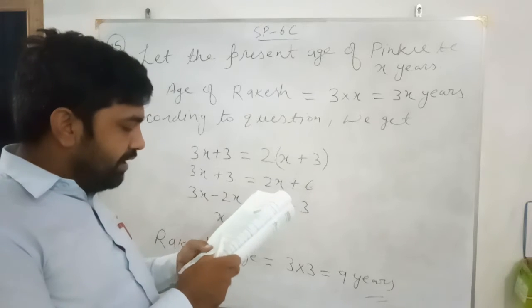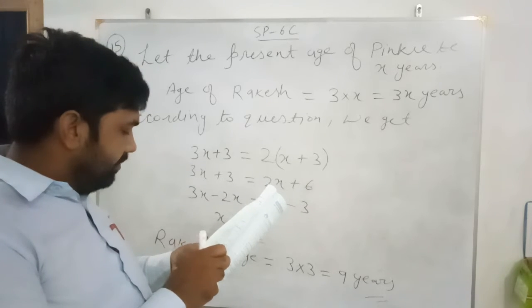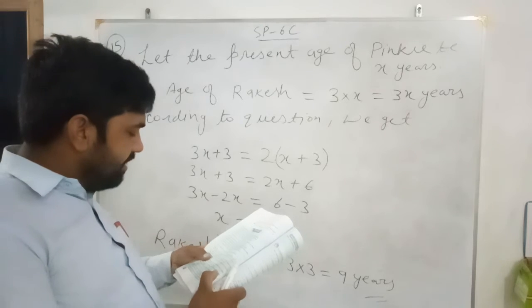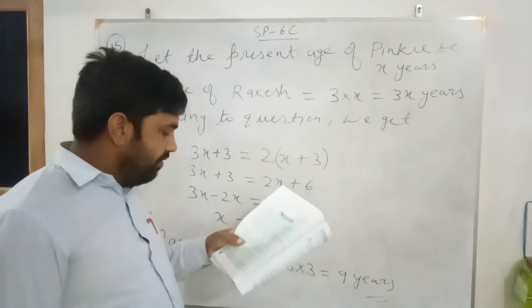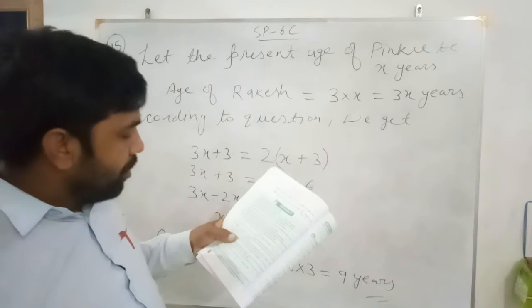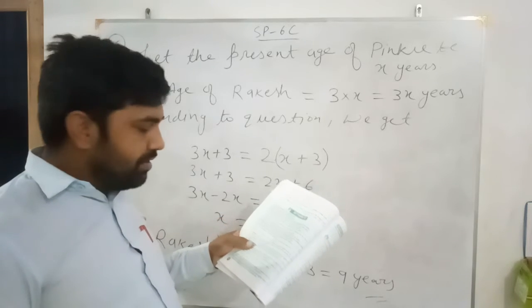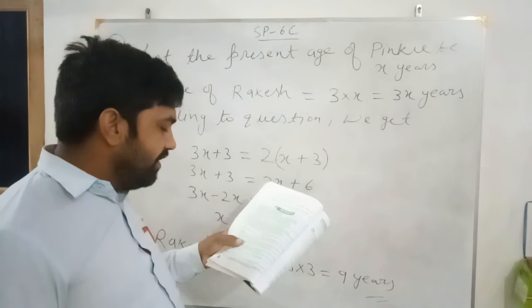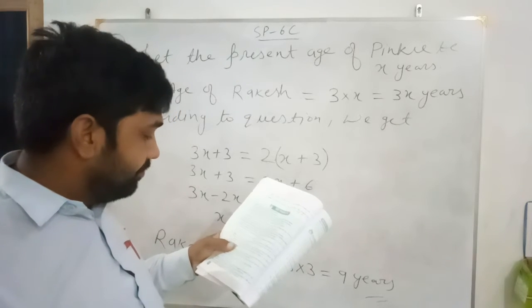Shreya scored 14 points in a game. She made 3 times as many field goals as foul shots. So she made 3 times as many goals as foul shots. On how many shots of each kind did she score?